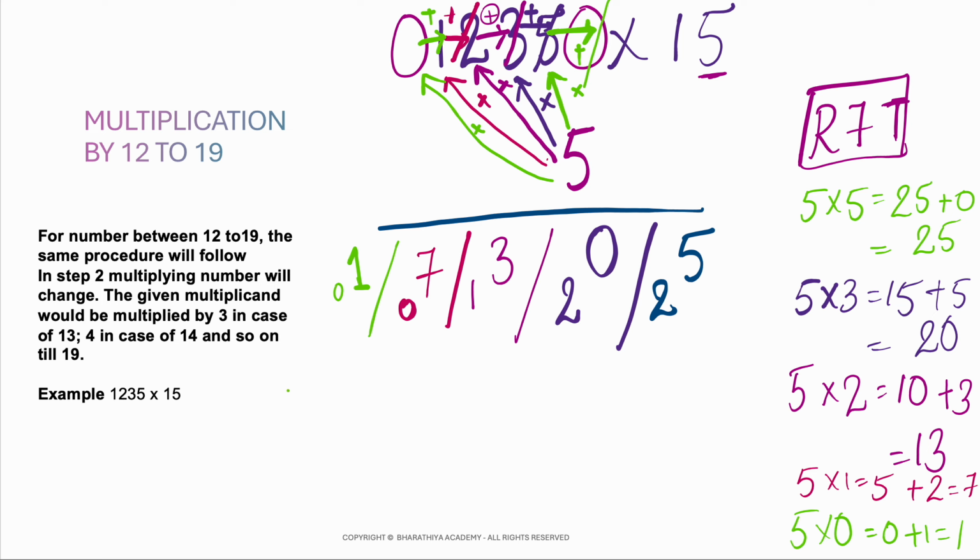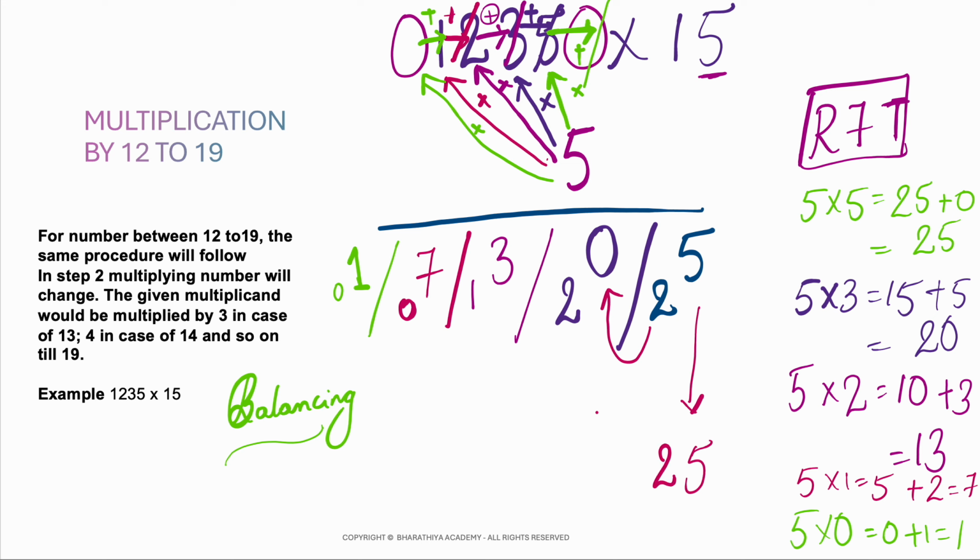Now, what we will have to do, apply the balancing technique. Okay, so let's do balancing. All right, so let's write the answer. We will drop this 5 as it is. This 2 goes here. We add 2 plus 0 and it is 2. And then this 2 comes here. We add 2 plus 3, which is 5. This 1 gets added to the 7. 7 plus 1 is 8. And this 0 goes here. 0 plus 1 is 1.